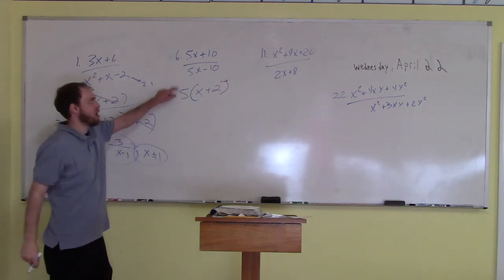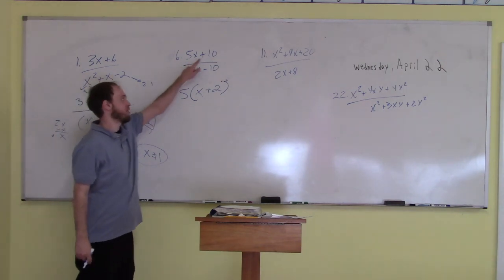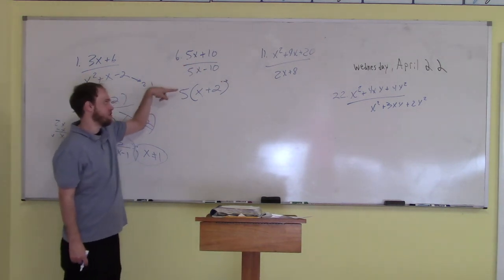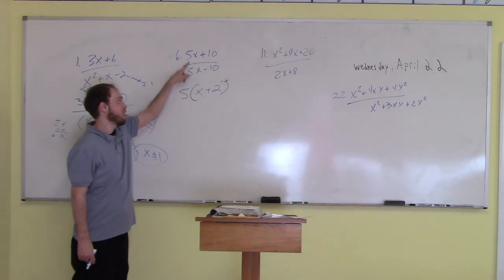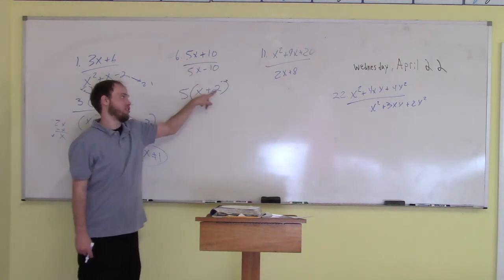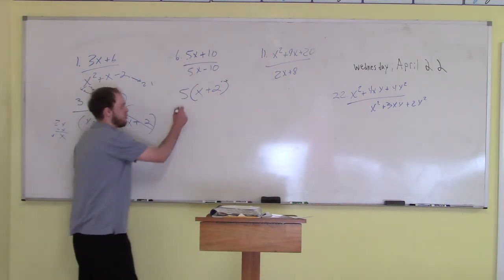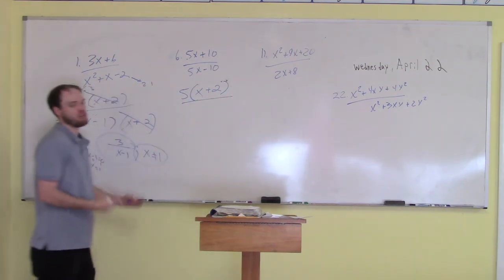Again, whenever I pull out, I just divide. So they had a 5 in common, so I just do 5x divided by 5, just leaves me the x, and then 10 divided by 5 just leaves me the 2. So that gives me the numerator. Now the denominator is going to work similarly.